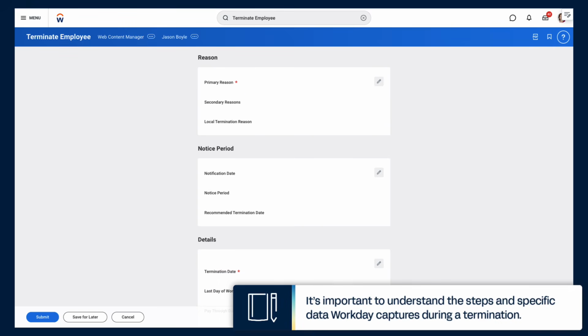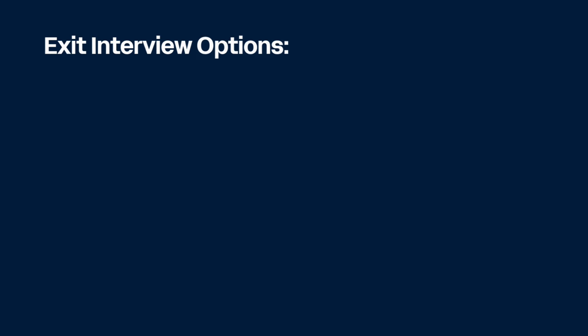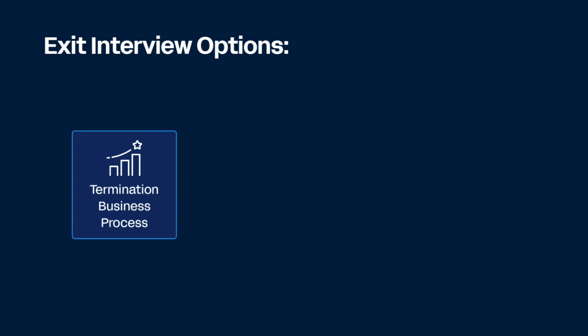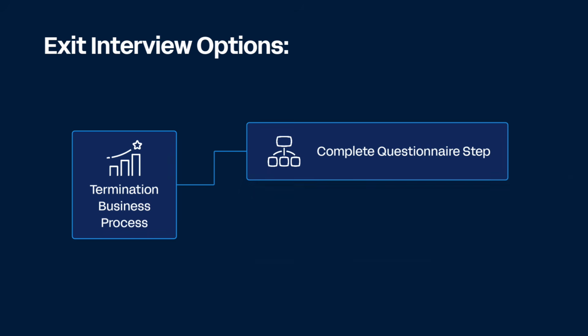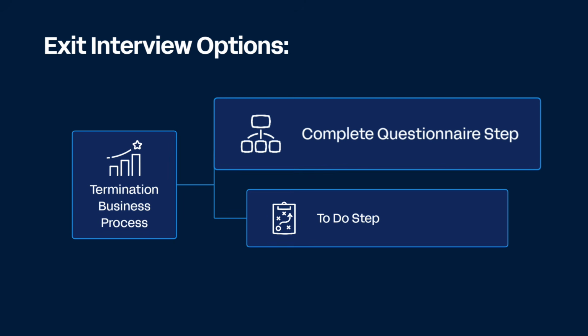Before you terminate a worker, it's important that you understand the steps and specific data that Workday captures during the termination business process, such as exit interviews and job overlaps. Workday delivers exit interview options as a step on the termination business process, which records valuable feedback. There are two methods for conducting exit interviews: the complete questionnaire step or the to-do step. The complete questionnaire step is highly configurable.